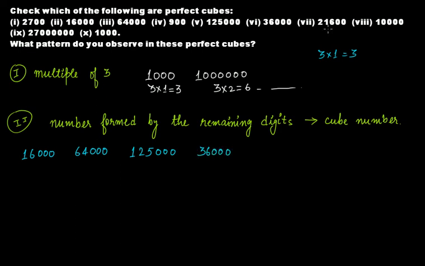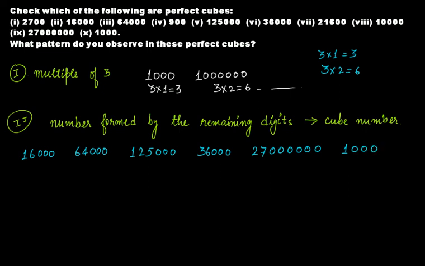Then we have 21,600, 2 zeros, ignore it. We have 10,000, 4 zeros, not a multiple of 3, ignore it. Then you have 27, and then we have 6 zeros. So 3 times 2 is 6. Okay, let's consider it. 27, and then 1, 2, 3, 4, 5 and 6. And then we have 1000. So 3 times 1 is equal to 3. Yes, consider it.